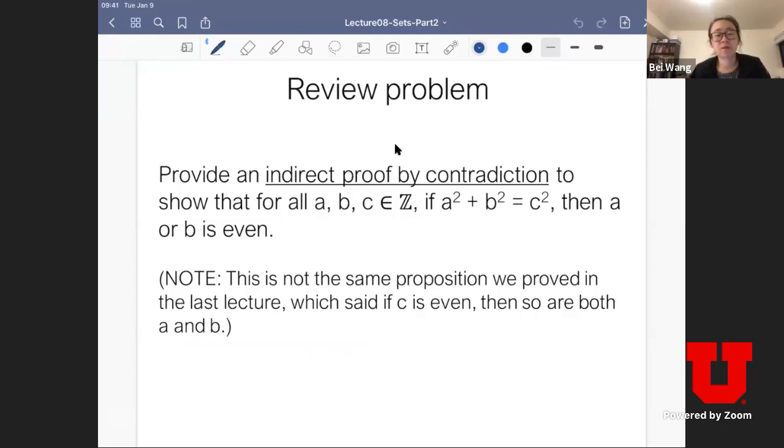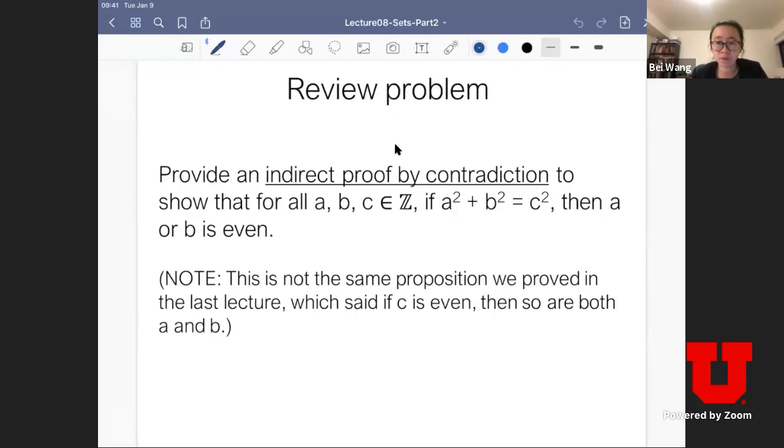Okay, so here is to provide an indirect proof by contradiction to show that for all integers a, b, and c, if a squared plus b squared is equal to c squared, then a or b is even. So this is not the same proposition we proved in the last recitation, which said that if c is even, then both a and b are even. This is a slightly different problem.